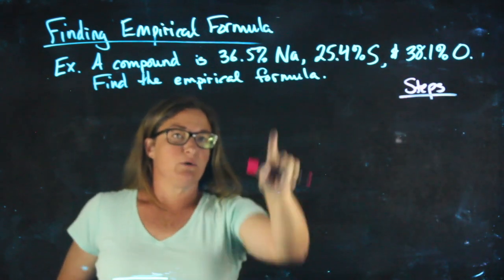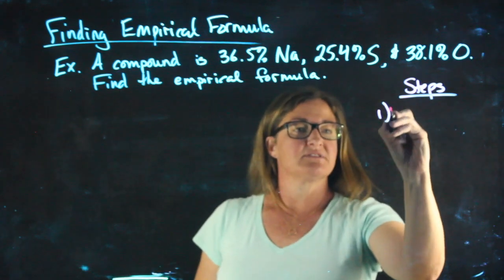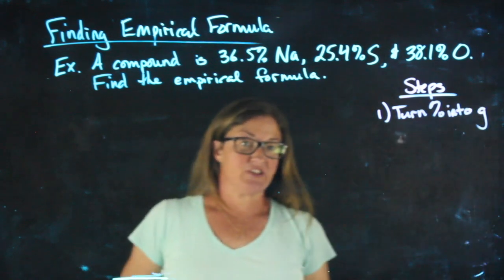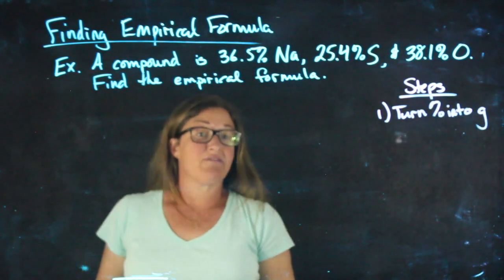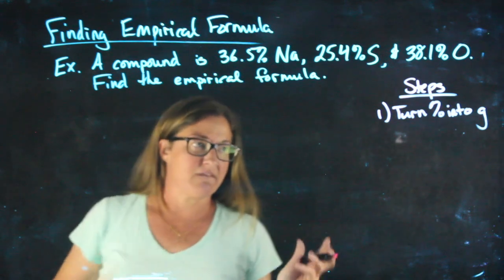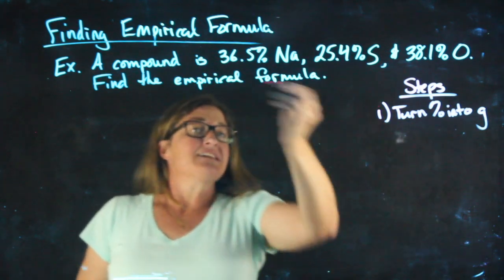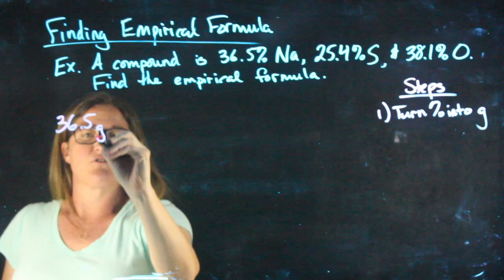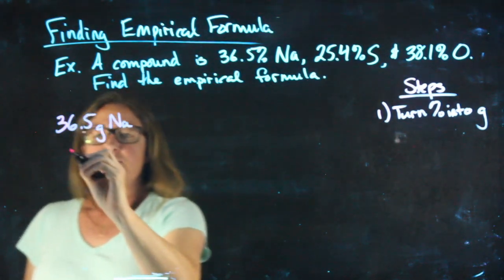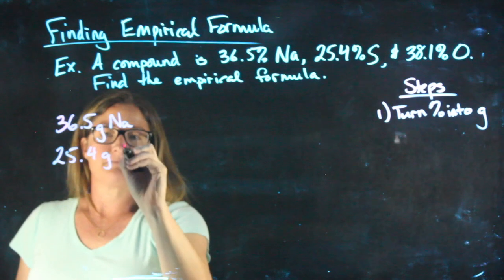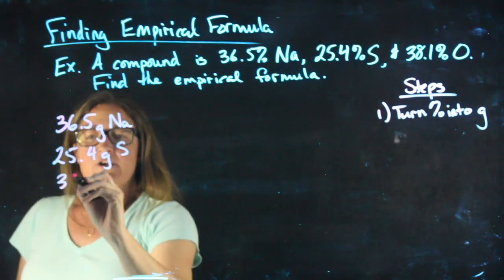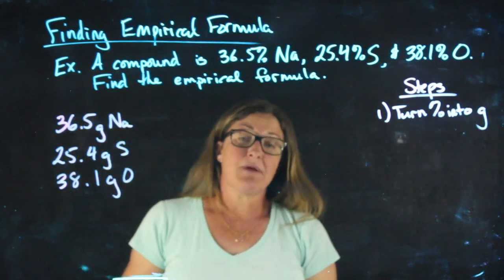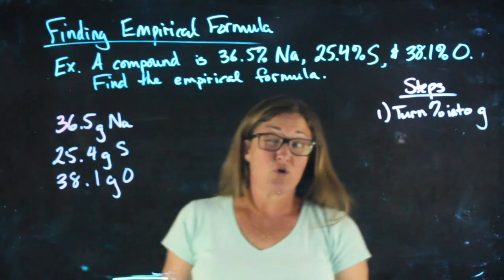The first thing we're going to do is turn the percentage into grams. I need to find the moles of each thing so that I can find out which one I have the most moles of, so I know what ratios to use in my formula. To get moles, I need grams. I simply assume that I have 100 grams total, which would mean I have 36.5 grams of Na, 25.4 grams of sulfur, 38.1 grams of oxygen. In a problem, you might be given moles. If you're given grams, you just start right there.